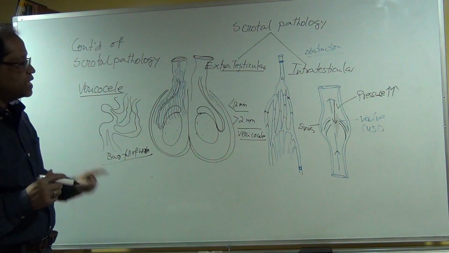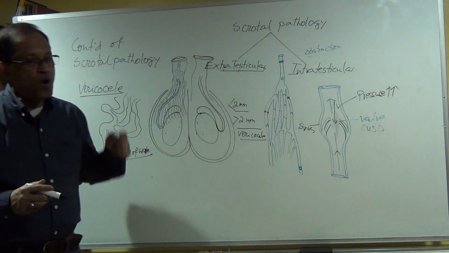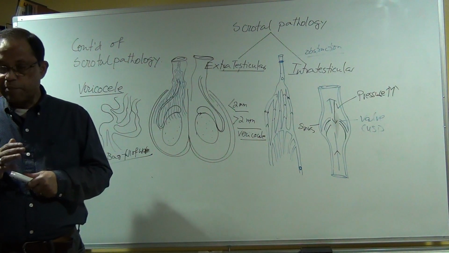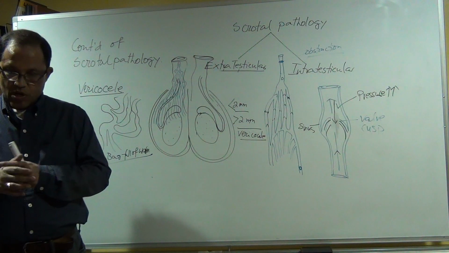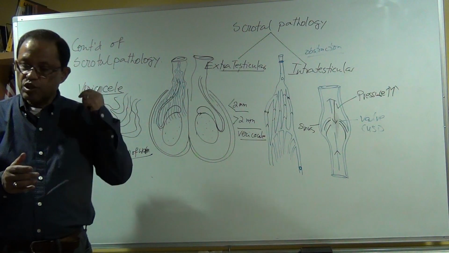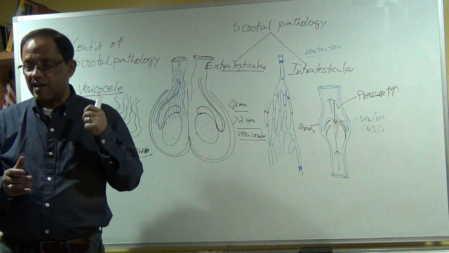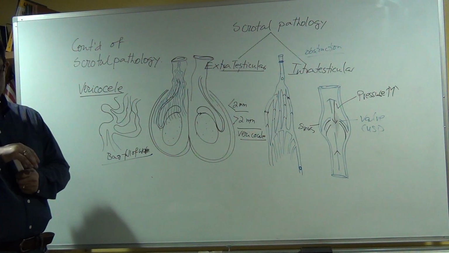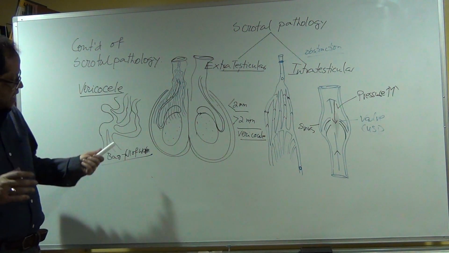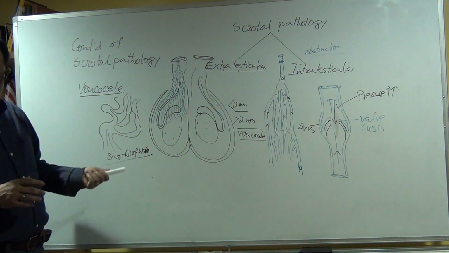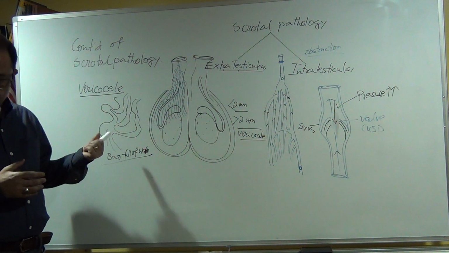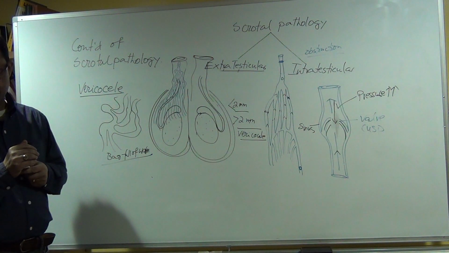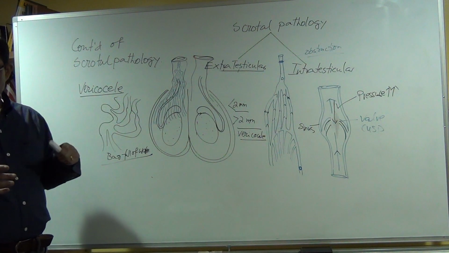And this varicocele is one of the main causes of male infertility. One of the most common causes of male infertility is varicocele. But the good news is it is correctable. A surgery can remove this varicocele and that couple can have babies. So that's why it is very important.